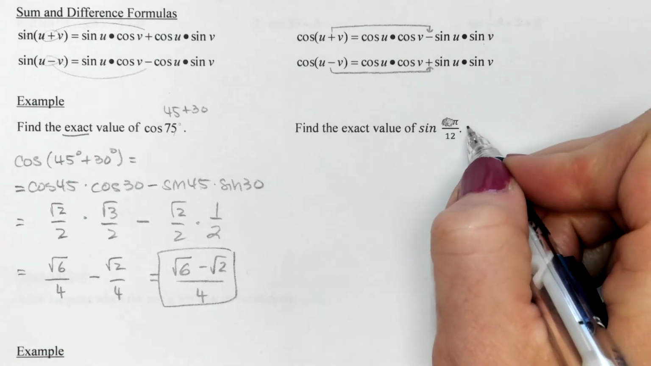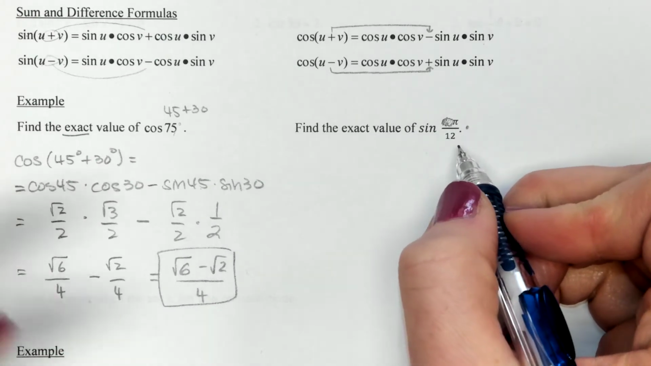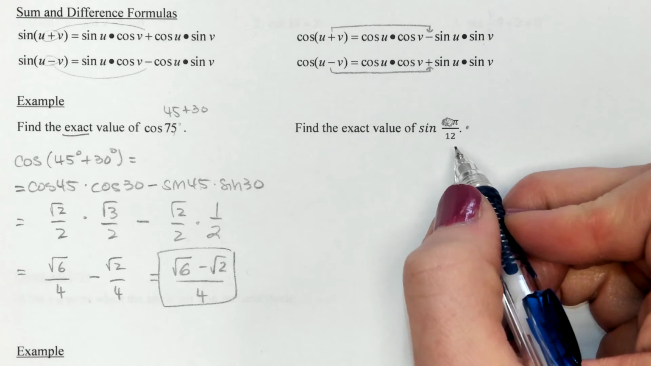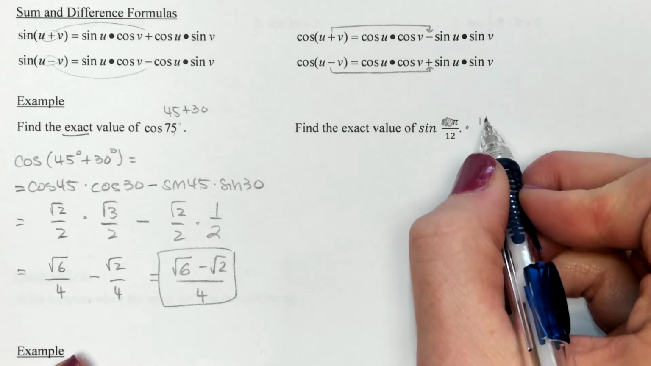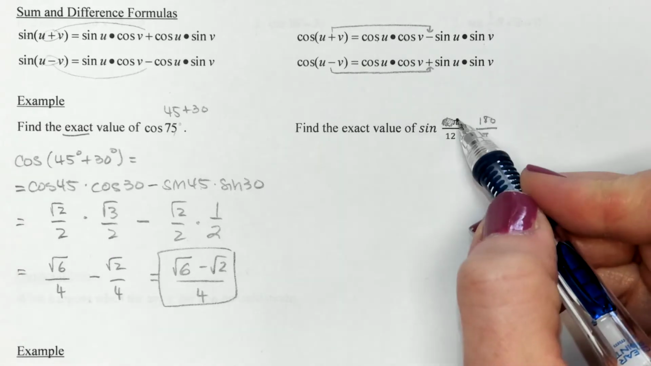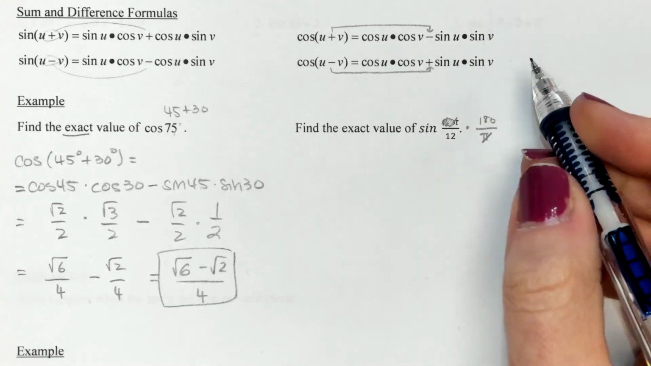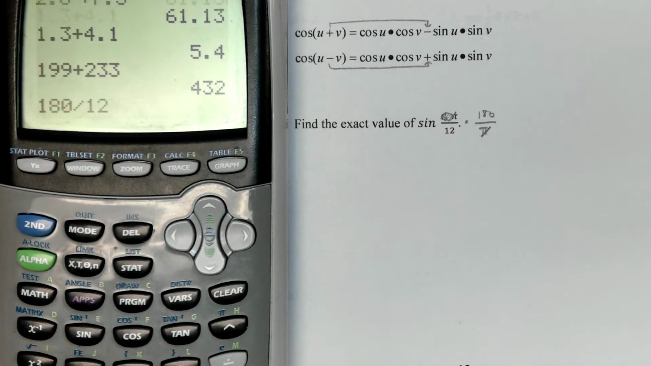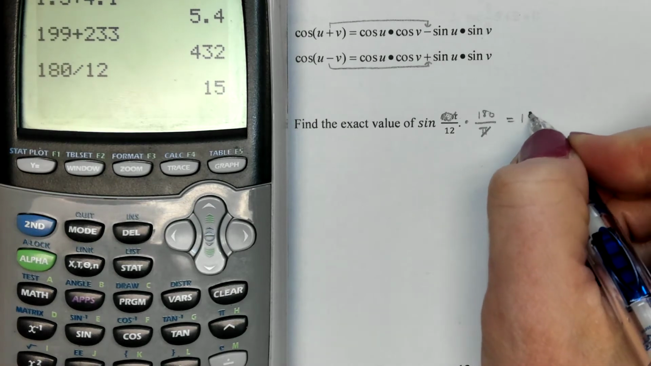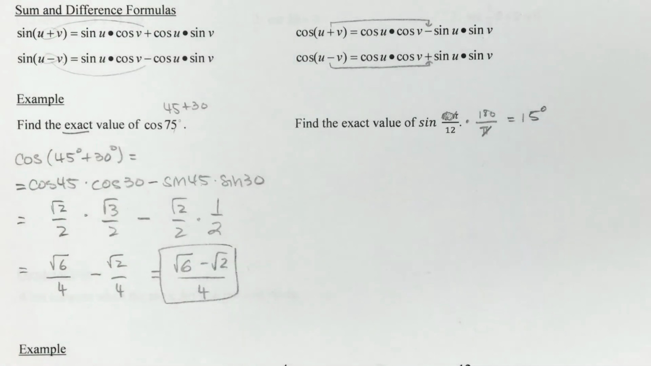So what I'm going to do instead is turn this into degrees, and hopefully seeing it in degrees will help me figure out where the angle is and what I can add or subtract to get there. So I'm going to multiply this by 180 over pi. I'm going to cancel out the pi's, just grab my calculator, and then I've got 180 divided by 12. So I get 15 degrees. So that's the angle we're looking for.